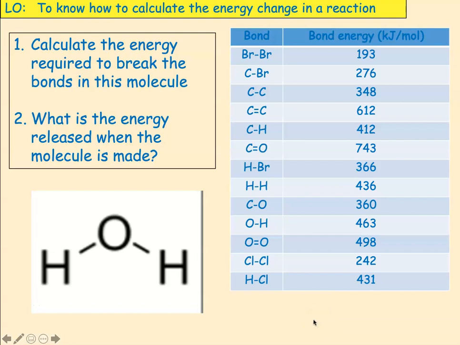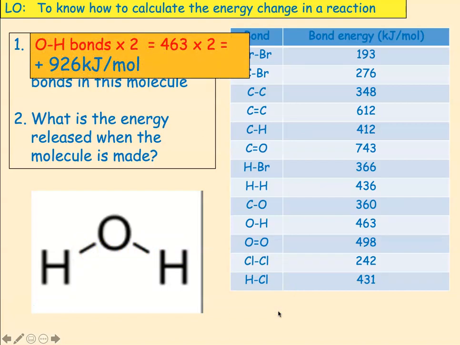Okay, so OH, I need to look up OH, and it's here, 463. I count how many I've got of them. 1, 2. So I've got 2 times 463, and that gives me 926 kilojoules per mole that I would have to put in to break those bonds.